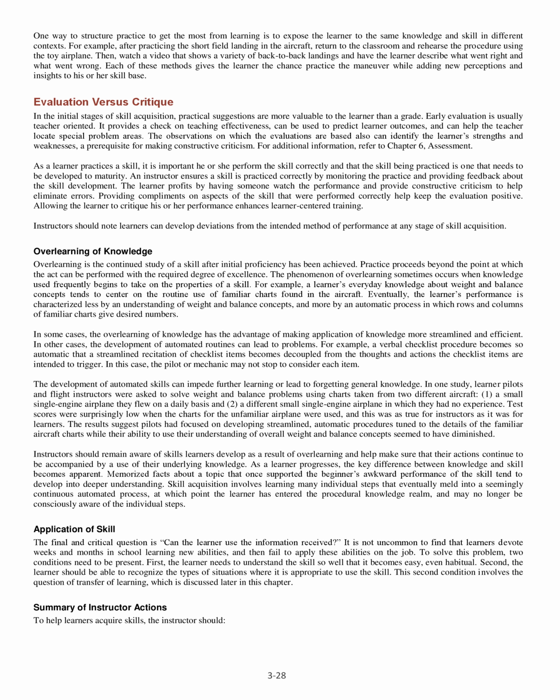Application of skill. The final and critical question is, can the learner use the information received? It is not uncommon to find that learners devote weeks and months in school learning new abilities, and then fail to apply these abilities on the job. To solve this problem, two conditions need to be present. First, the learner needs to understand the skill so well that it becomes easy, even habitual. Second, the learner should be able to recognize the types of situations where it is appropriate to use the skill. This second condition involves the question of transfer of learning, which is discussed later in this chapter.